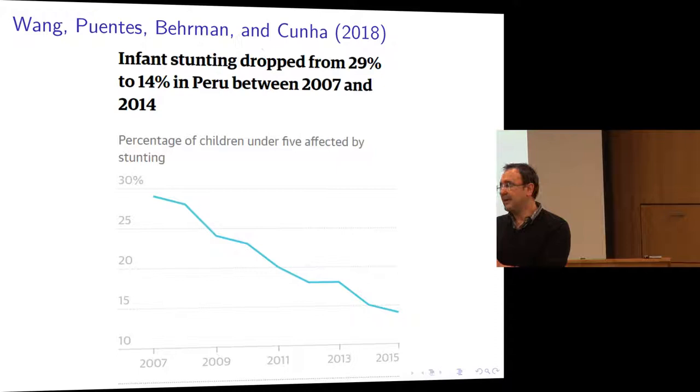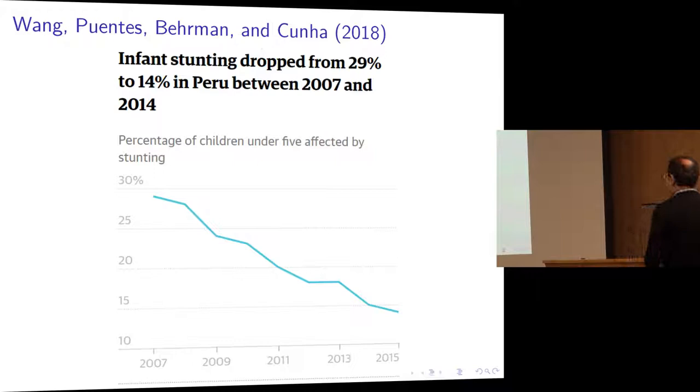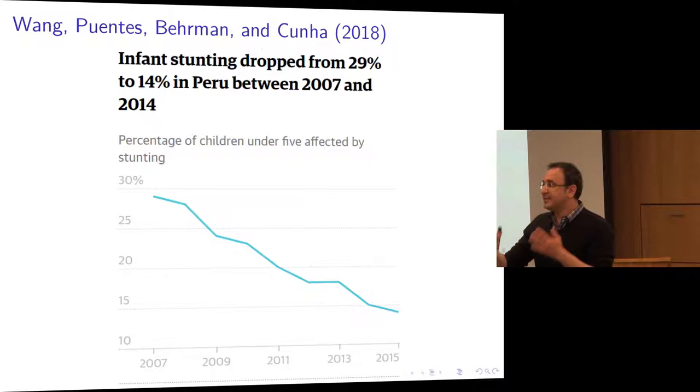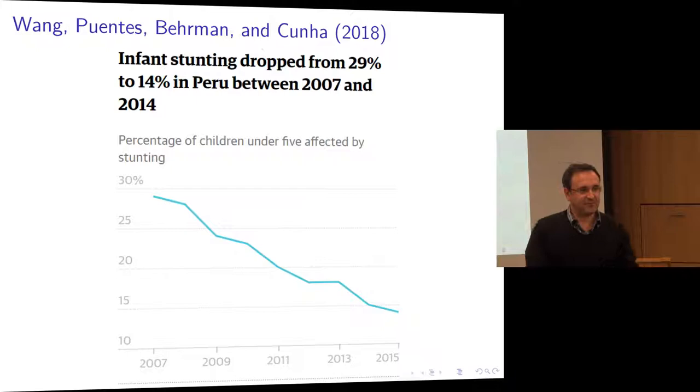Okay, so it's super fascinating. They created very compelling videos that they would show to communities, trying to tell them this is not genetic, this is about disease. It's about food. If your child is sick, bring your child to the clinic. Every month you come, we measure, we give you feedback about what you have to do, and so on and so forth.